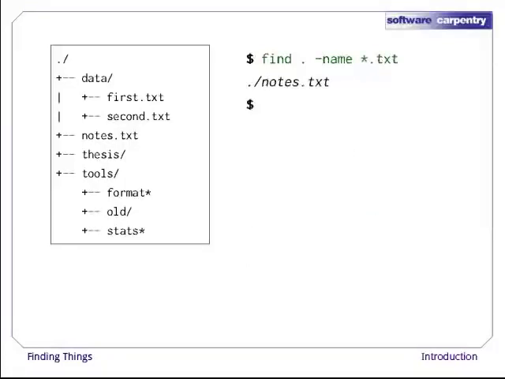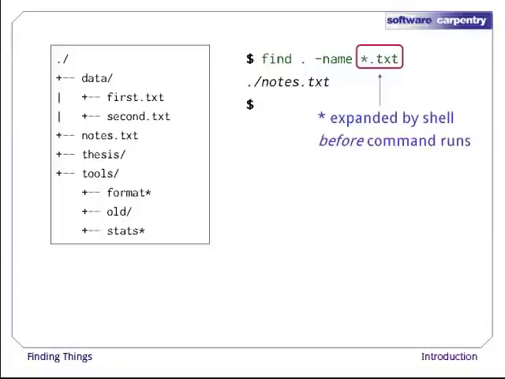Let's try matching by name with find . -name *.txt. We expect it to find all the text files, but it only prints out ./notes.txt. What's gone wrong? Well, if you recall, the shell expands wildcard characters like star before commands run. Since *.txt in the current directory expands to notes.txt, the command we actually ran was find . -name notes.txt. Find did what we asked. We just asked for the wrong thing.